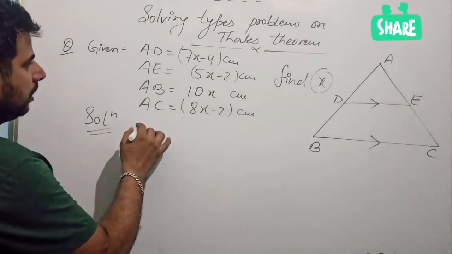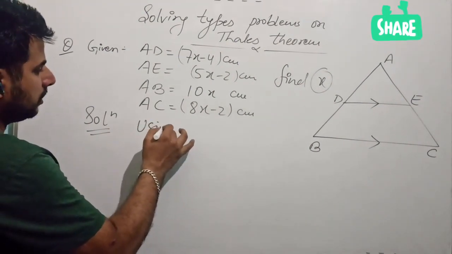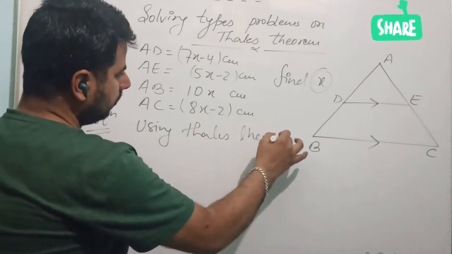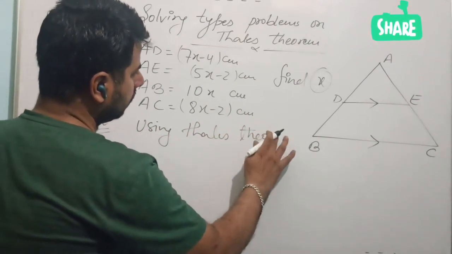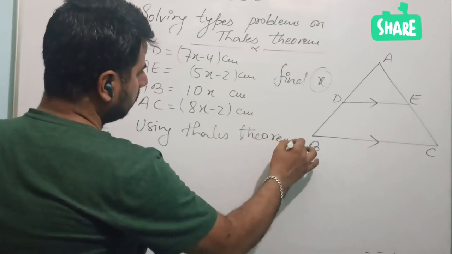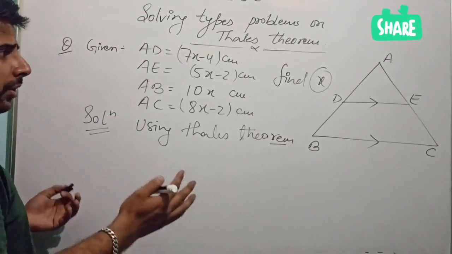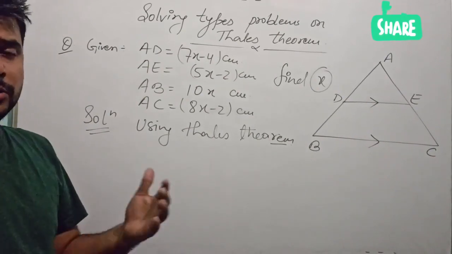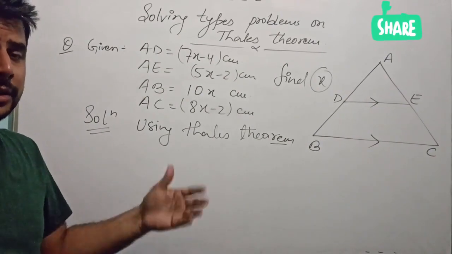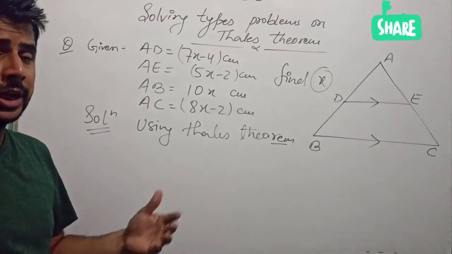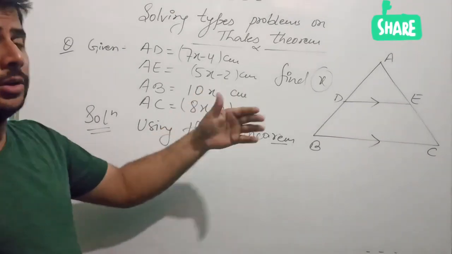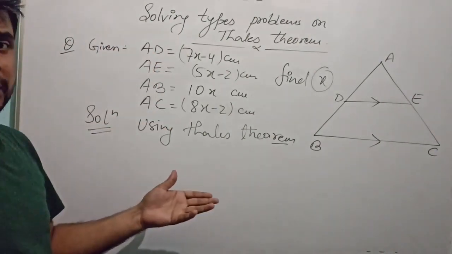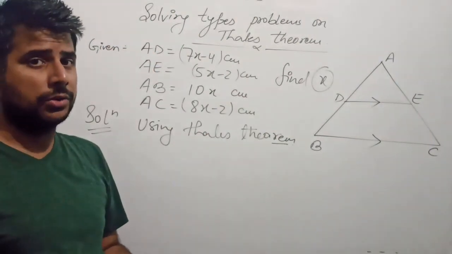So in the solution we will write first using Thales theorem. Thales theorem. We have the three ratios. So in the mind you are going to make now. As I said, in the exam you are not going to write all the ratios time and again. It becomes very time consuming. So you are going to just use your mind: what is given now, and as per the given you are going to select your ratio, right?